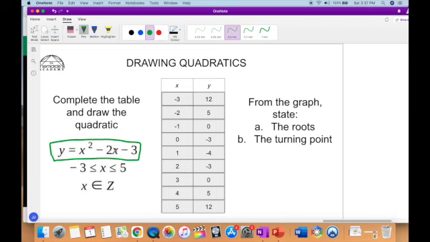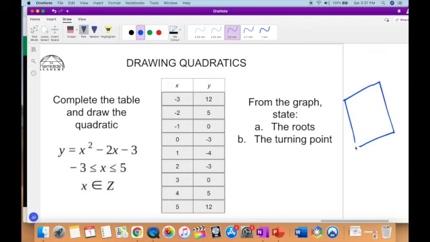Y is equal to x squared minus 2x minus 3. We could see that a is positive, so we can expect to have a minimum turning point, right? So I want you guys, if you have your graph paper, to use the full graph paper like this to draw your axis. You can see here that the x-axis goes from -3 to 5.